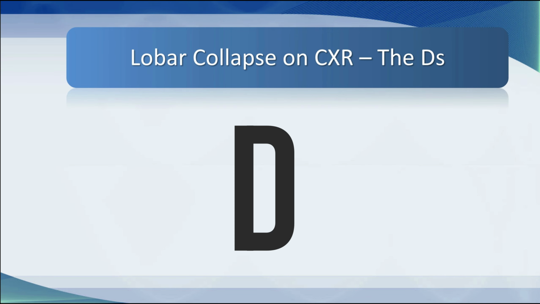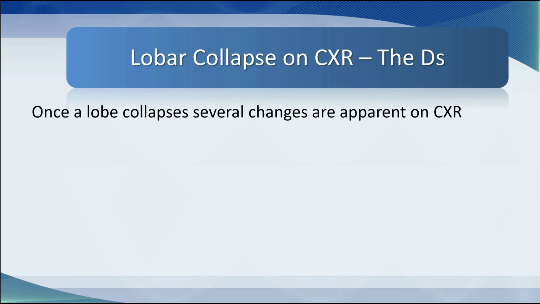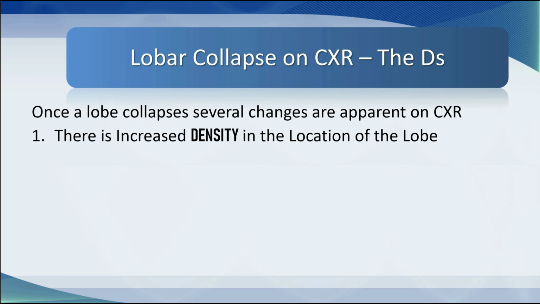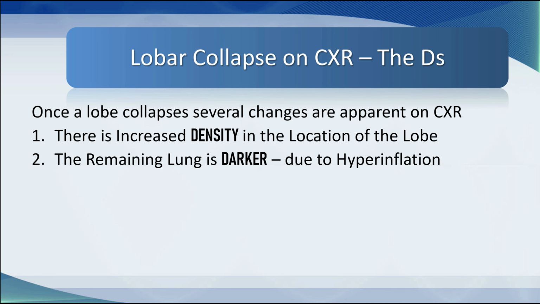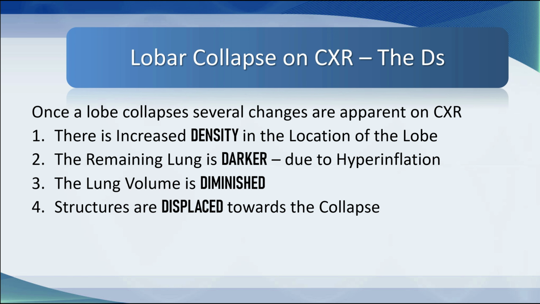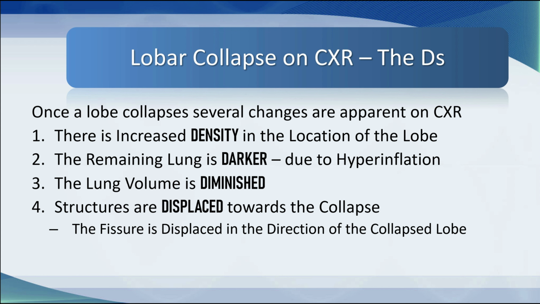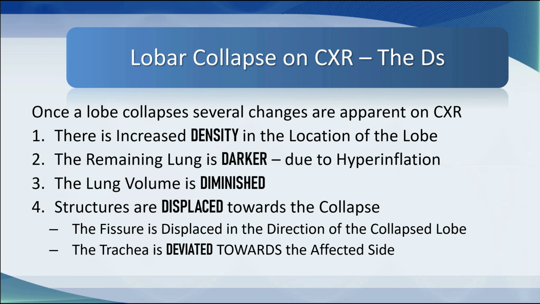When we talk about lobar collapse on chest x-ray, I think you should follow the Ds. Once the lobe collapses, several changes are apparent on chest x-ray. There is an increased density in the location of the lobe. The remaining lung is darker due to hyperinflation. The lung volume is diminished. Structures are displaced towards the collapse. Those structures include the trachea, the mediastinum, and the hilum. The fissure is displaced in the direction of the collapsed lung, and the trachea is deviated towards the affected side.